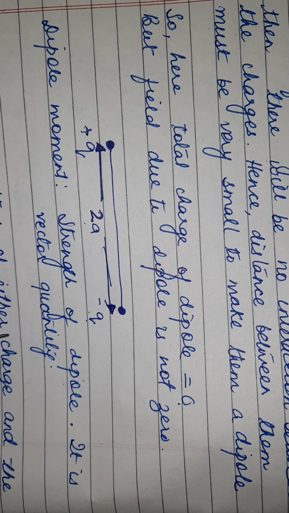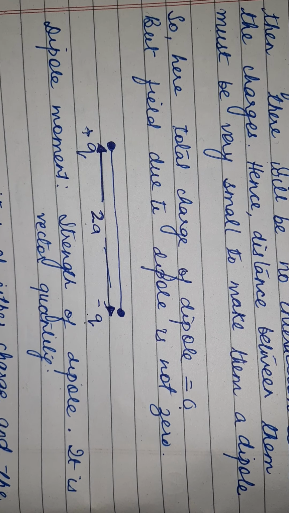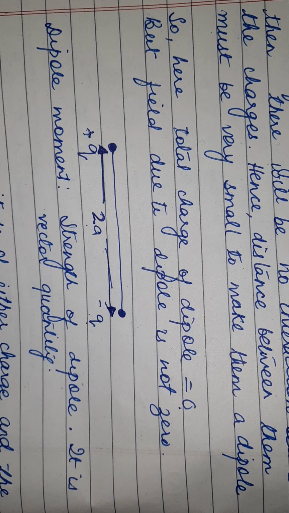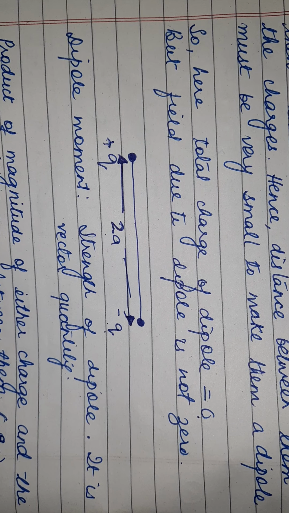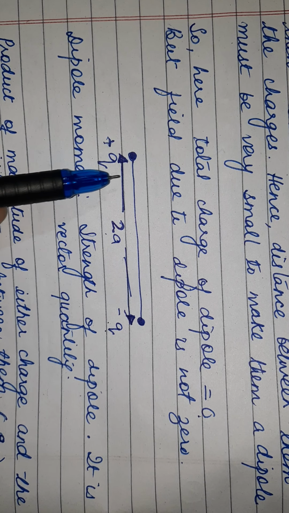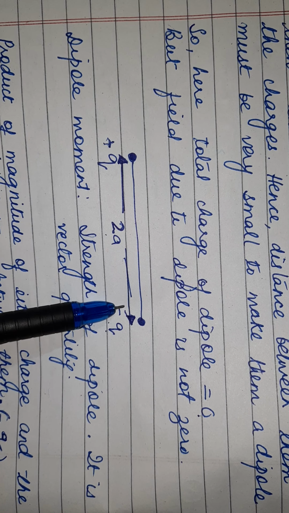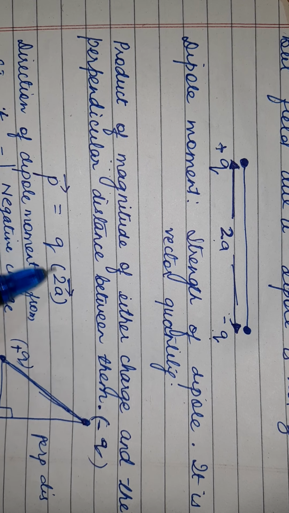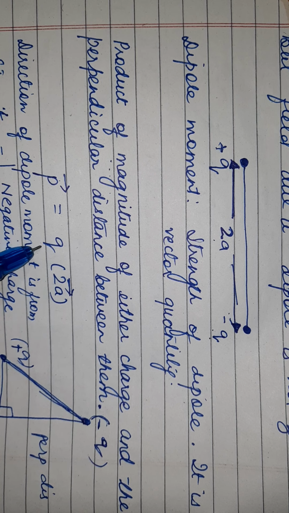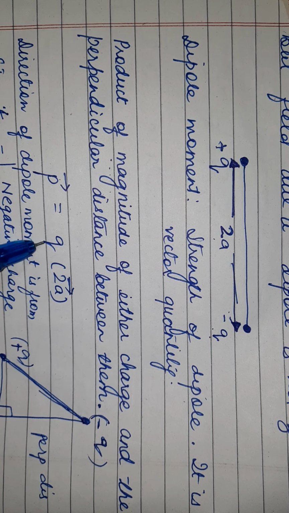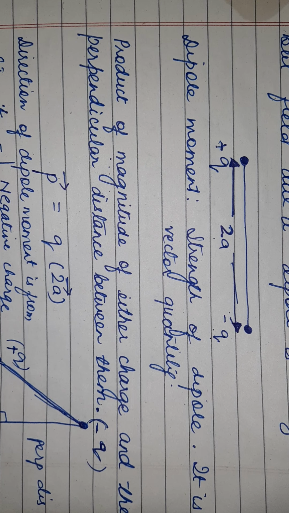And what is the dipole moment? Dipole moment is the strength of a dipole. It is a vector quantity. Mathematically, we can write this dipole moment as the product of the magnitude of either charge and the perpendicular distance between them. In this case the perpendicular distance is 2a. So in the simplest form, we can write dipole moment as magnitude, which means it is always positive, so Q into the perpendicular distance, which is 2a.